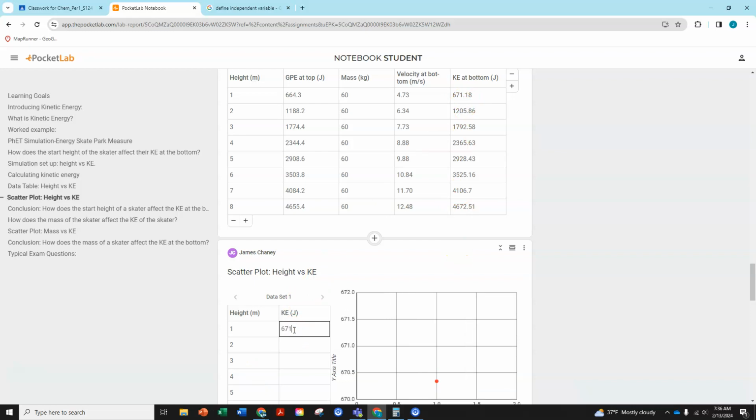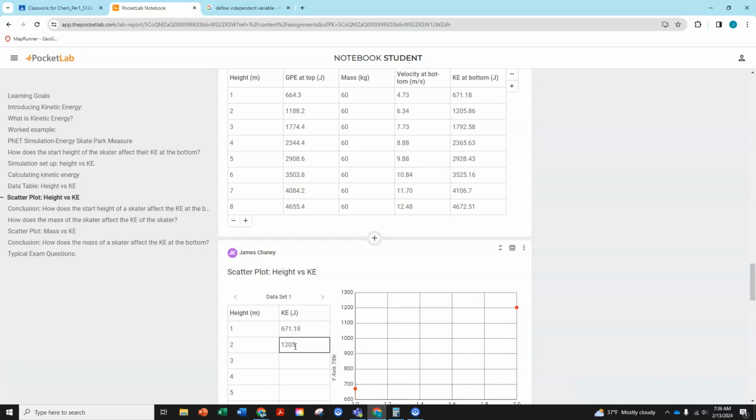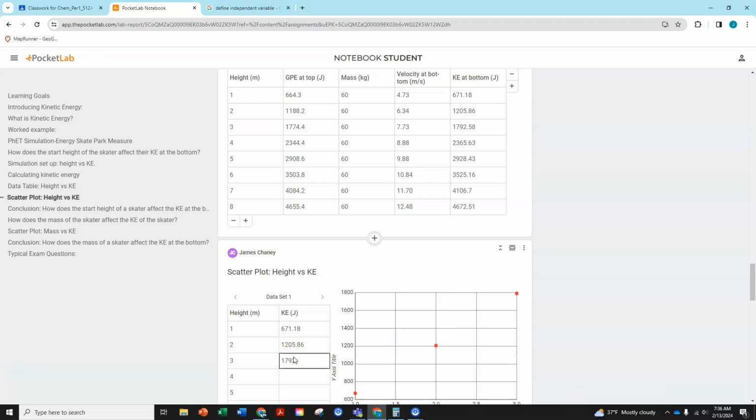And I don't think there's really an easy way to copy paste because it doesn't let you just get that one column. So we got to go in here and put all of these values in so that we can get our scatter plot in place.